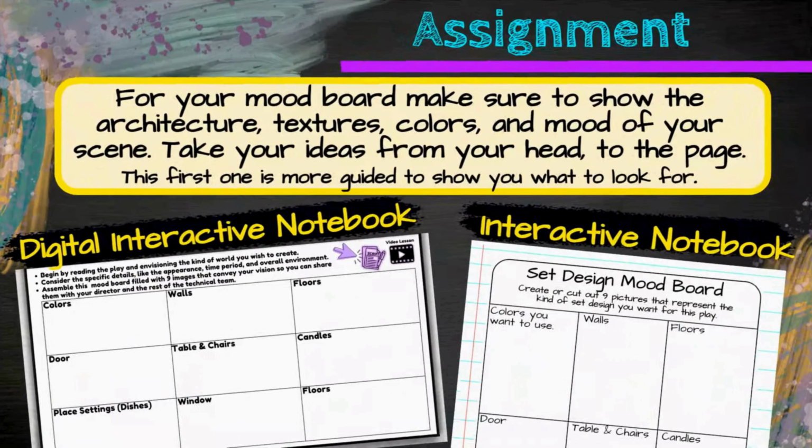So there are two different assignments right here. For your mood board, make sure you show the architecture, textures, colors, and mood of your scene. Take your ideas from your head and put them on the page. This first one is more guided to show you what to look like. What I mean by that is I put down where your colors should go in this box, your walls, the floor, the candles, different things that you need for each of those for the digital and interactive notebook. If you are doing the digital interactive notebook, you'll be able to find pictures online. For the physical interactive notebook, you can color them. You can find some online and print them off if you have a color printer at home, or you can grab a magazine and look for that.